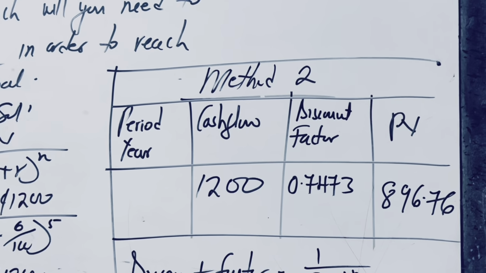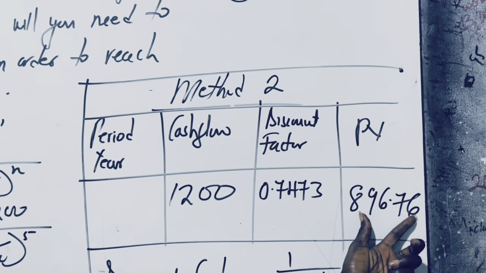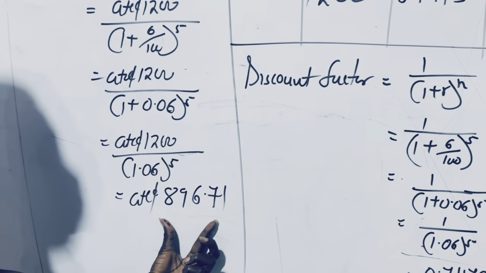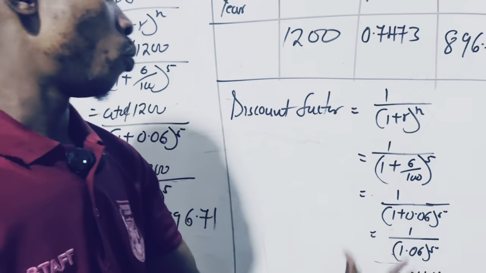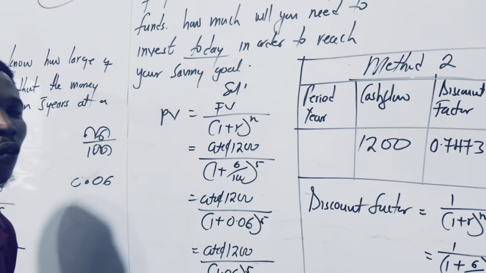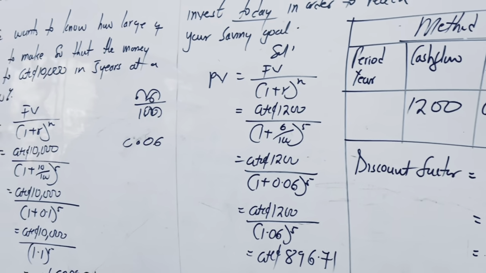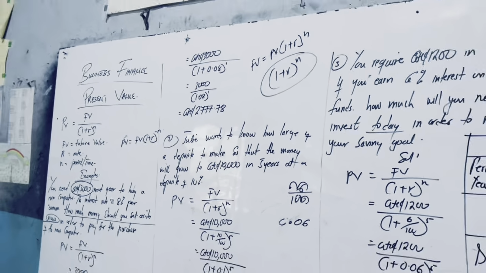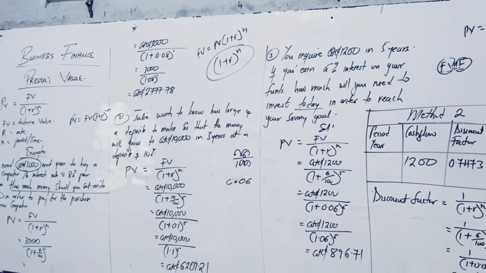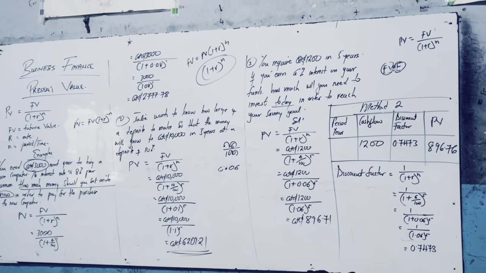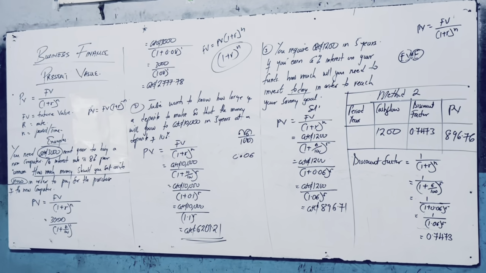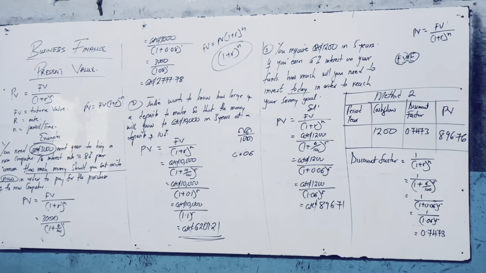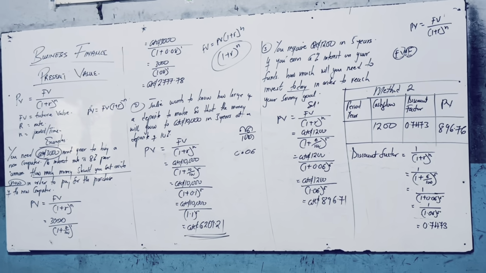That is it. So you see the figure we are getting here is the same as this figure. So you can choose to use this table or you can use the formula. In our next meeting, we'll look at how to calculate annuity, present value of annuity and future value of annuity. When we say annuity, it is the series of payments that you have to make in order to reach a particular goal or an amount of money.